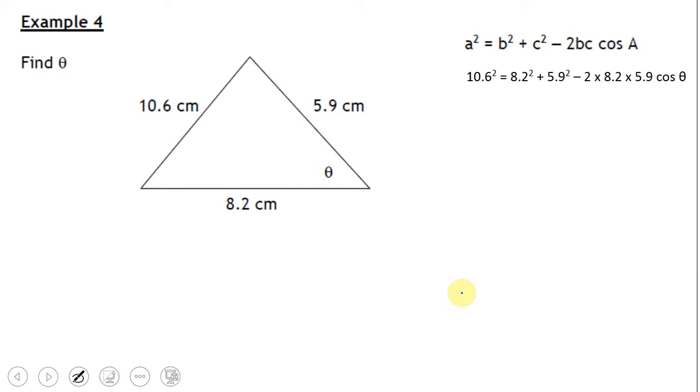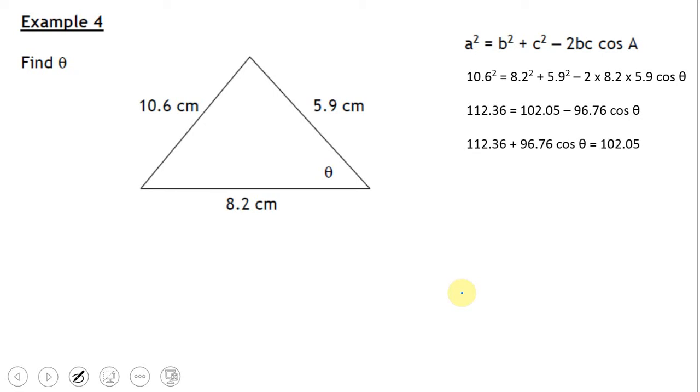Now calculating each little bit, we get 10.6 squared is 112.36. 8.2 squared plus 5.9 squared equals 102.05, and 2 times 8.2 times 5.9 is 96.76. So we have 112.36 equals 102.05 minus 96.76 cos of theta. And before we can find theta, we need to rearrange this to cos of theta equals.